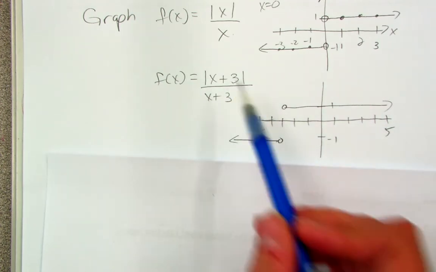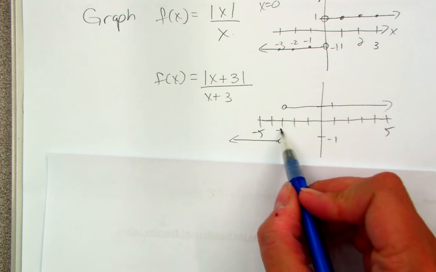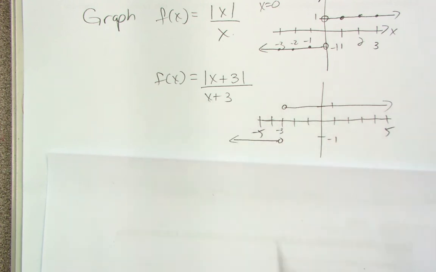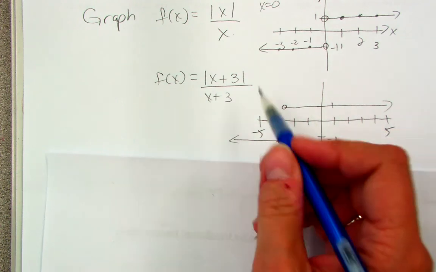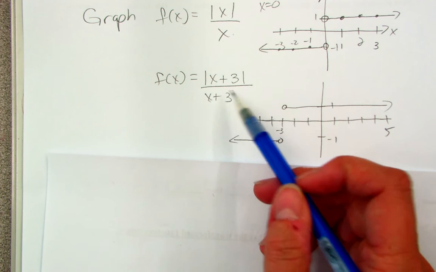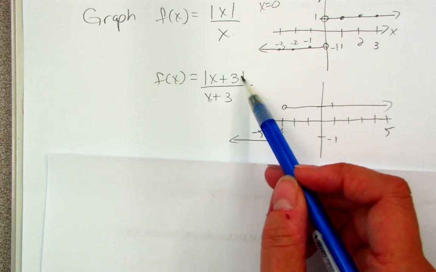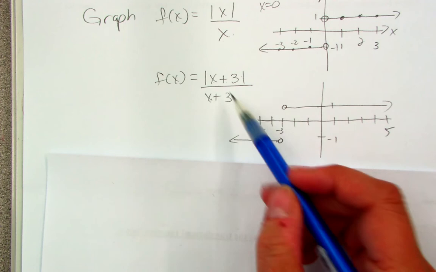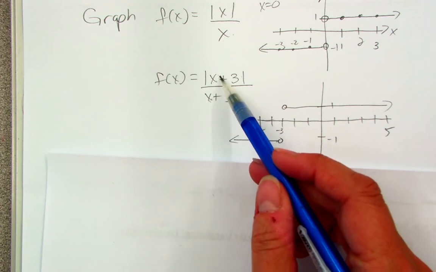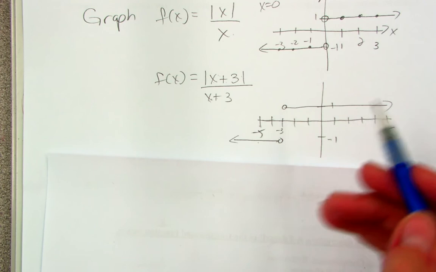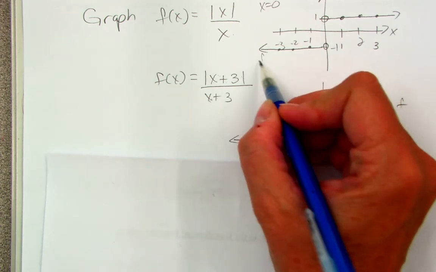You would shift this to the left 3 units at negative 3, and that's where the hole would be, because I cannot use negative 3 here. So let's try even putting in 0. Put in 0, that's 3 over 3, which is 1. Put in negative 5. Negative 5 and a positive 3 is a negative 2. But a 2 over a negative 2 is a negative 1. So this is your f function.